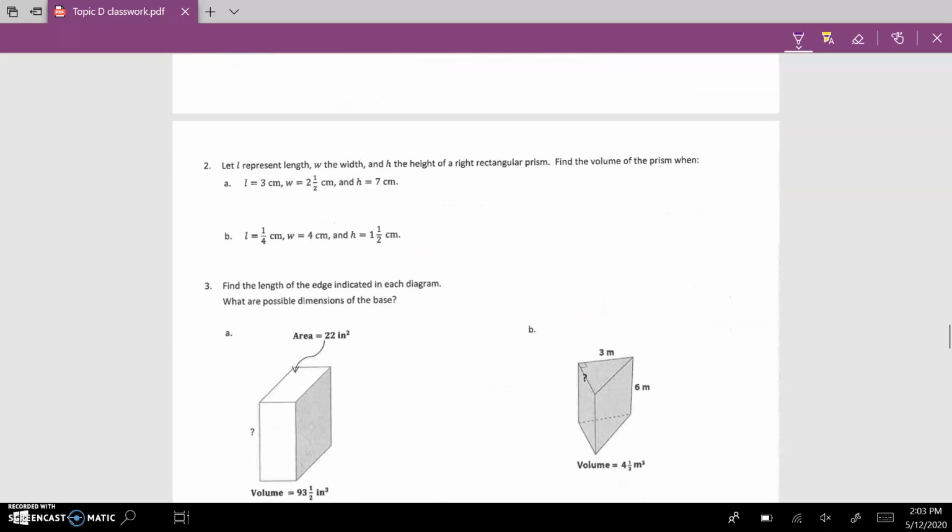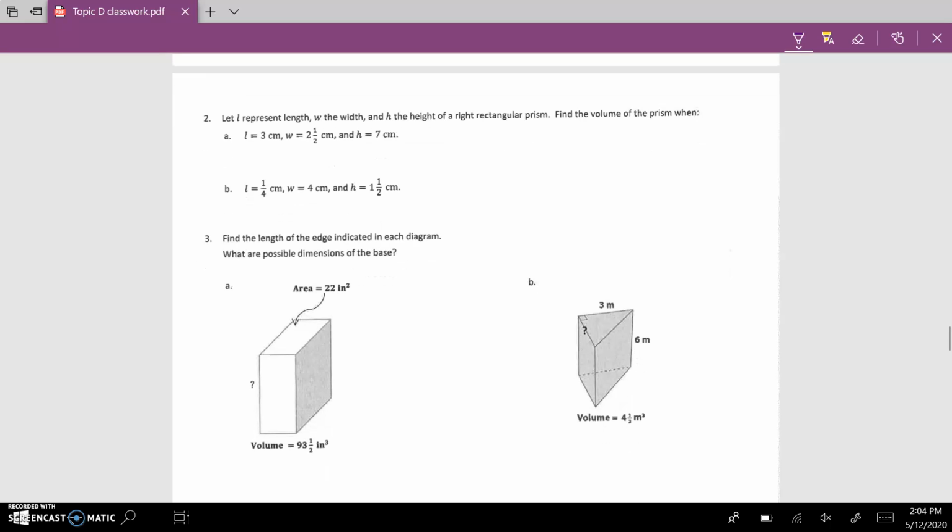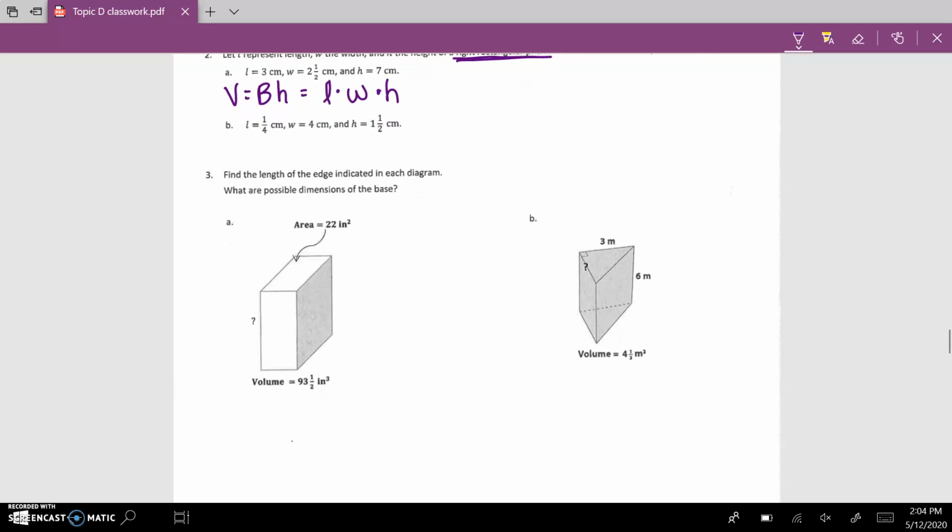Okay. On the second page here, so the first question, let L represent length, W the width, H the height of a right rectangular prism. That is key. Find the volume of the prism when. So remember, the volume of the right rectangular prism is area of the base times the height. Remember, area of the base is length times width, times height. Okay, so don't overthink it here on these two questions.